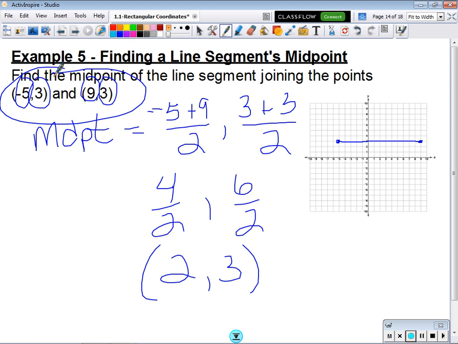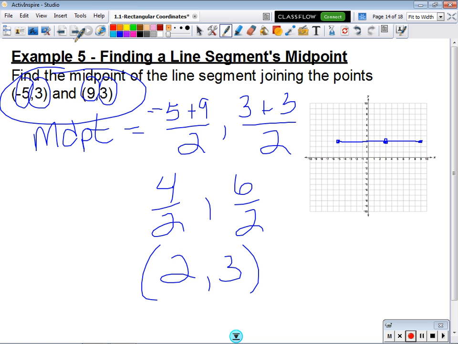If I plotted that on my graph, I think you'll see here that 2, 3 is going to be right about here, and that in fact does look like the center for those 2 points. So I got that there for the midpoint formula.